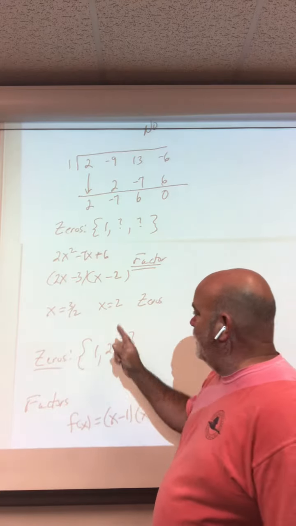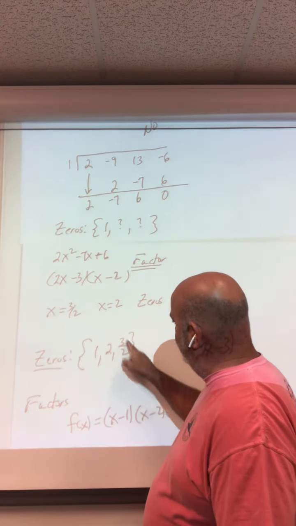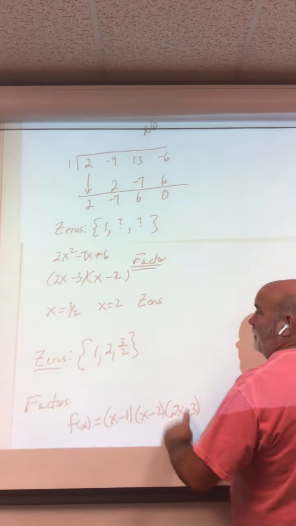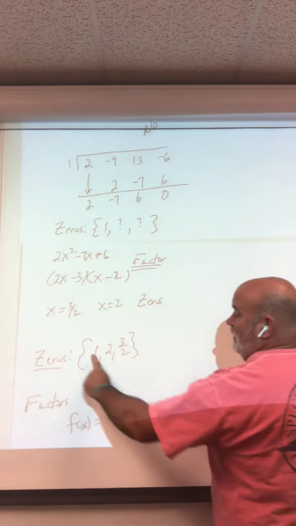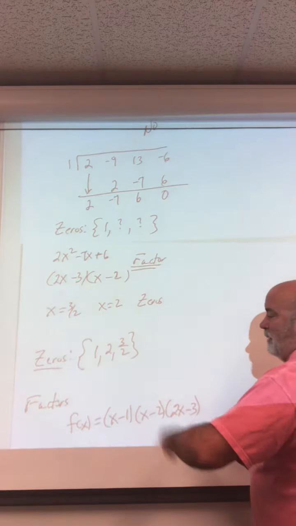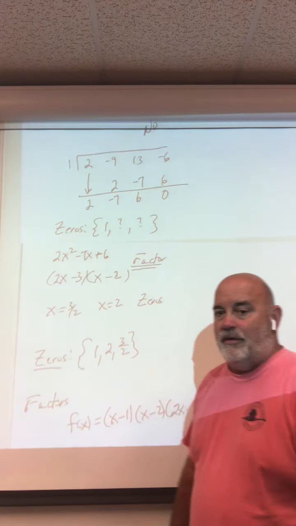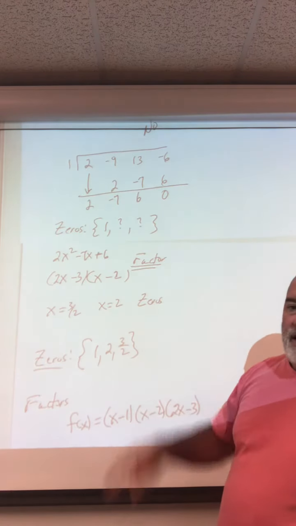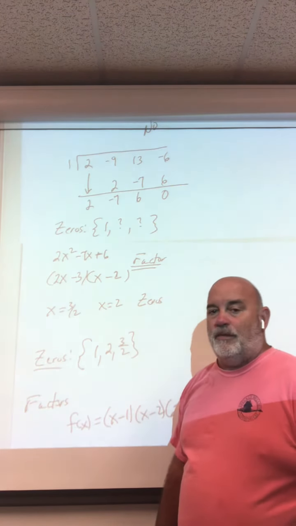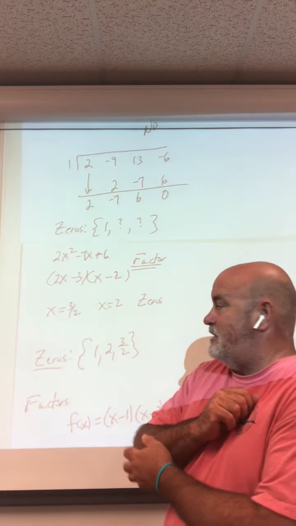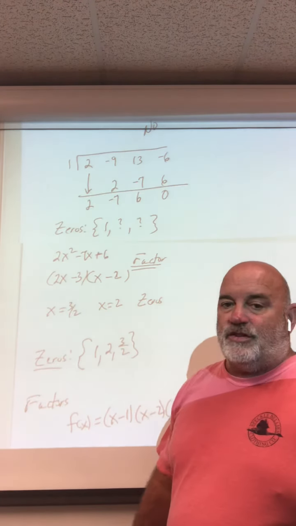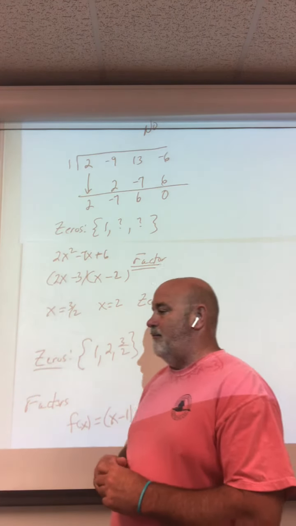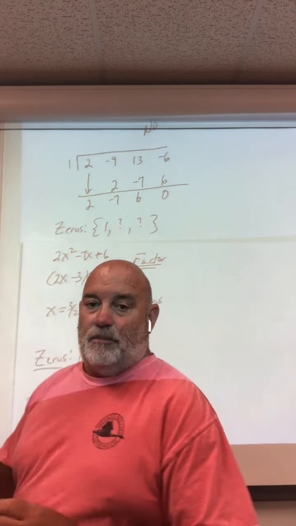All right, so we've got 1, 2, and 3 halves. And then the factors, 2x minus 3, x minus 2, and then x minus 1. In any particular order, it doesn't matter. And if you were to multiply these 3 things out right here, it should take you right back to where you started. So this completes section 3.3 video, and this is actually part 4 video.